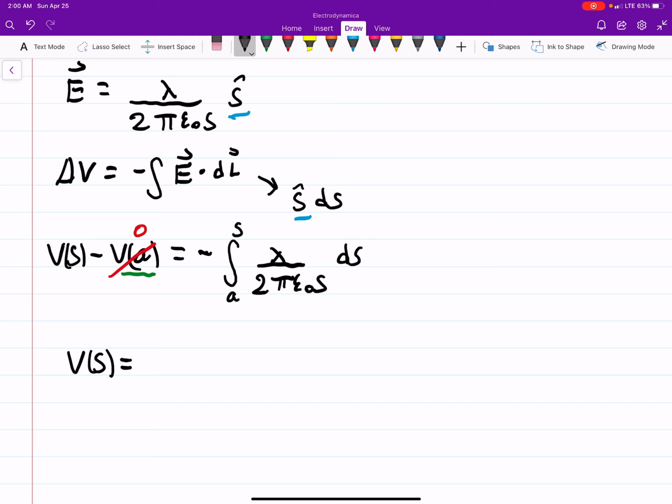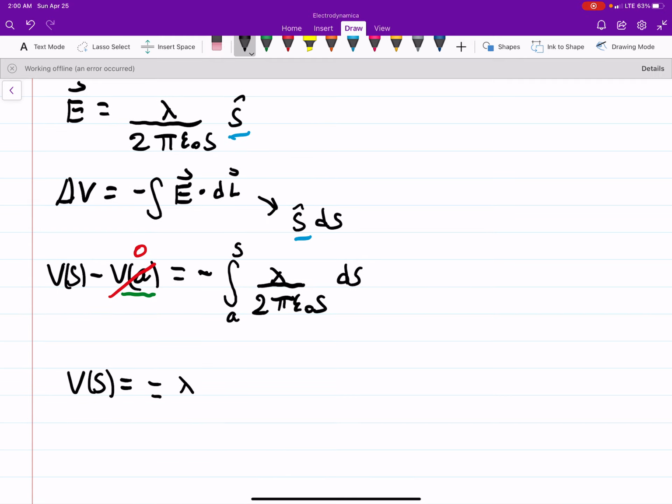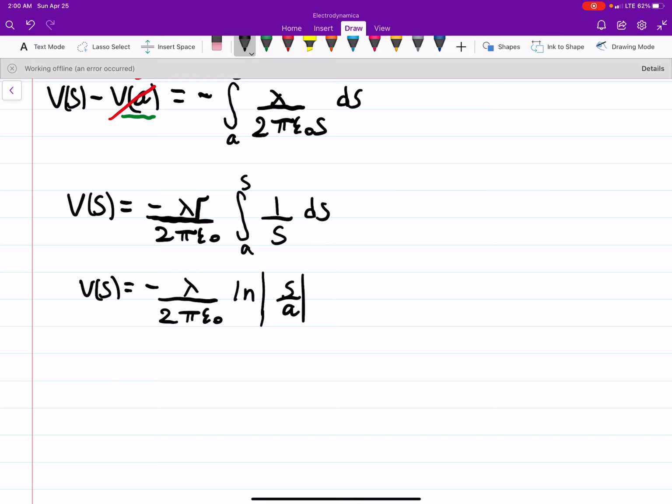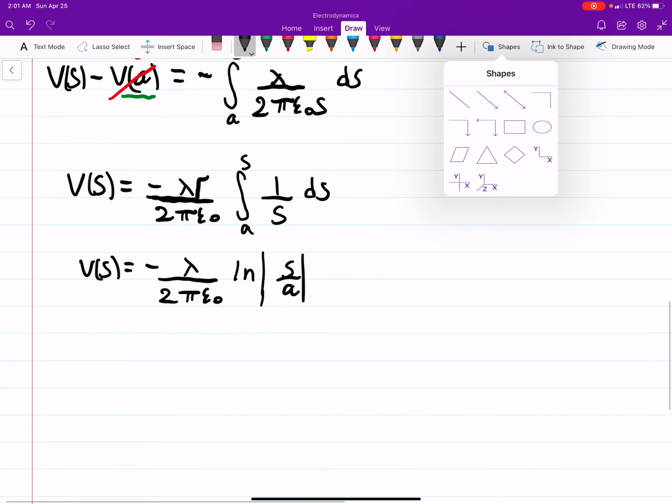So then our potential is going to be minus lambda over 2 pi epsilon naught, the integral from A to S of 1 over S ds, which will get us the natural log. So minus lambda over 2 pi epsilon naught, and that's a natural log of S over A. And I'll use absolute values because of the domain of our natural log function. And that's it. That's your potential there.